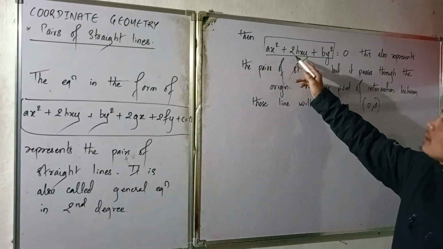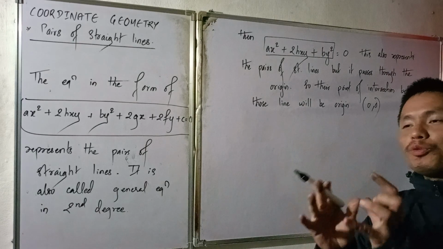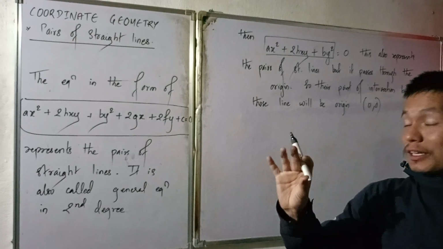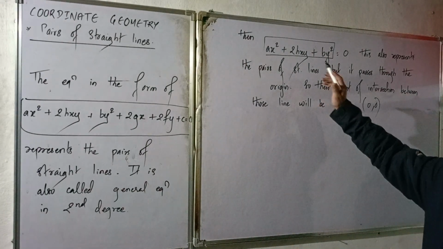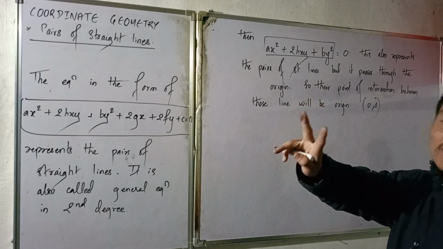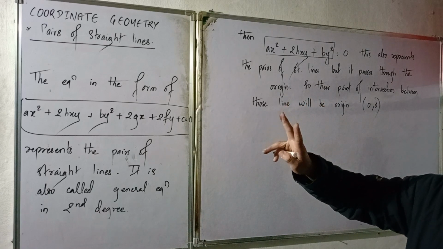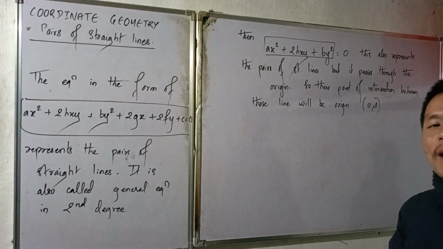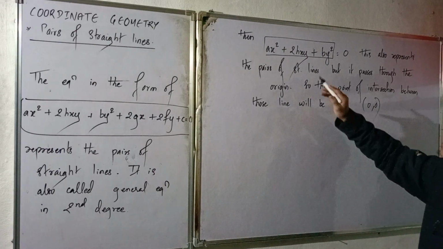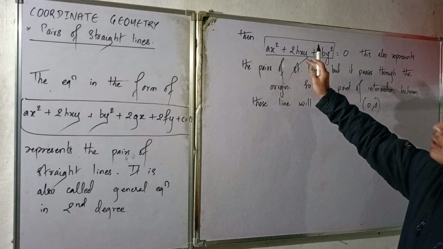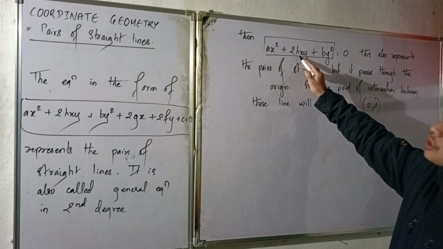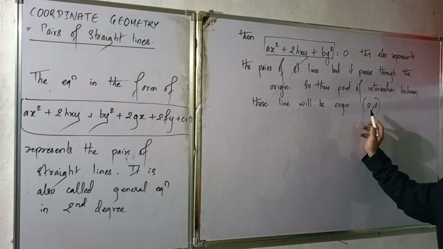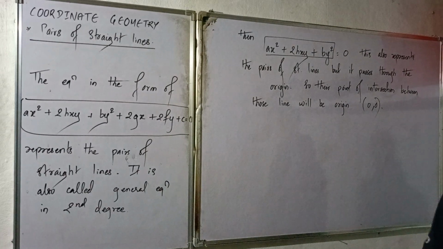If you factorize an equation in this form, you will get equations in terms of x and y, but the constant term will be absent. It gives two linear equations in terms of x and y, but those lines only pass through the origin. Since both lines represented by this equation pass through the origin, their point of intersection will be the origin itself. That you have to know.